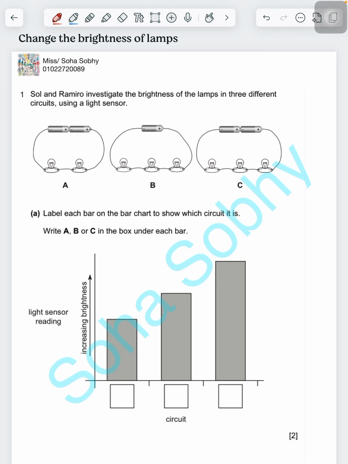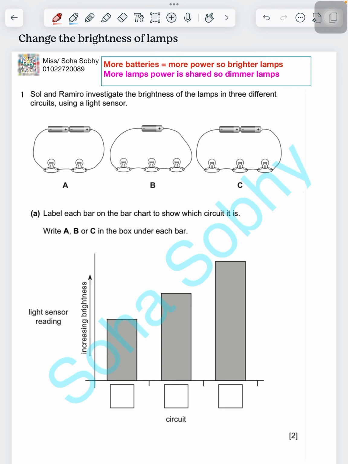Sol and Ramiro investigate the brightness of the lamps in 3 different circuits using a light sensor. As you can see here, we have circuit A, B, and C, and they are different from each other in the number of lamps and the number of batteries. The key concept here is more batteries means more power, so brighter lamps. But more lamps means power is shared, so dimmer bulbs. So let's write it together.